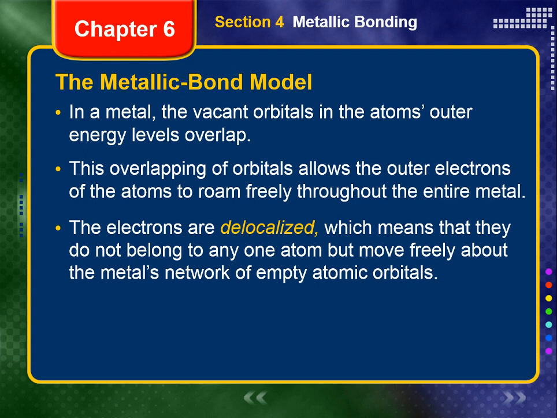Within a metal, the vacant orbitals in an atom's outer energy levels overlap. This overlapping of orbitals allows the outer electrons of the atoms to roam freely throughout the entire metal. The electrons are said to be delocalized, which means that they do not belong to any one atom, but move freely about the metal's network of empty atomic orbitals.